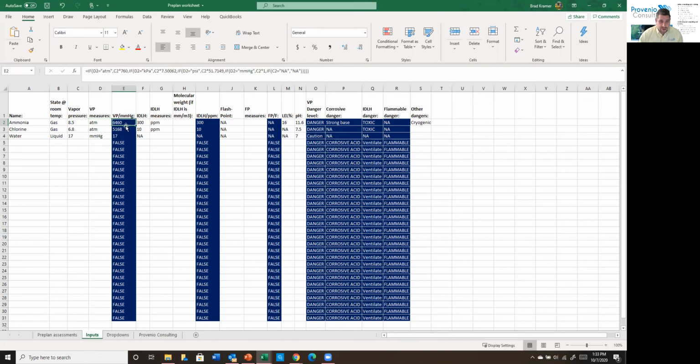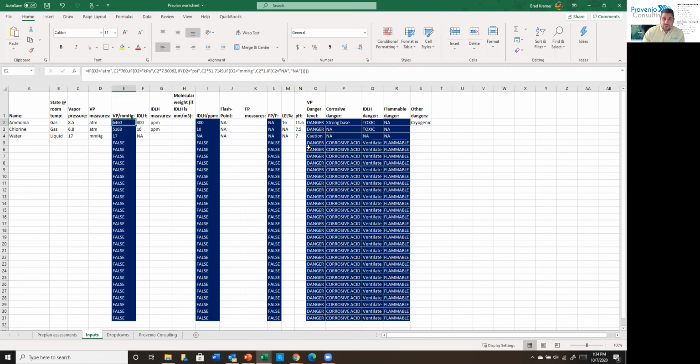And so what it does here, the blue boxes, you don't have to modify anything in the blue boxes. Those are automatically populated. The reason being is, let's say, for example, vapor pressure. We have a few different measurements for vapor pressure, right? We have atmospheres, millimeters of mercury, PSI, kPa, kilopascal. So a few different measurements.